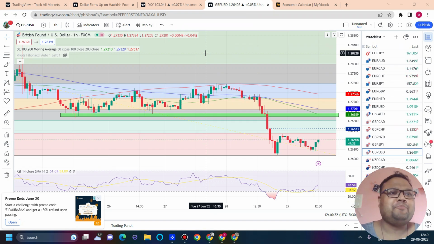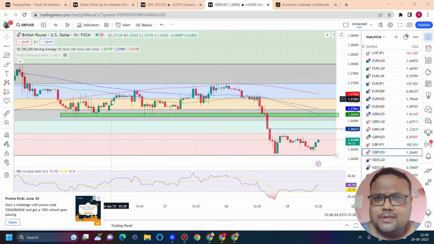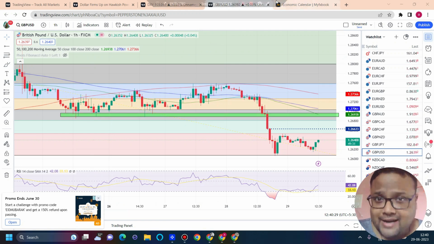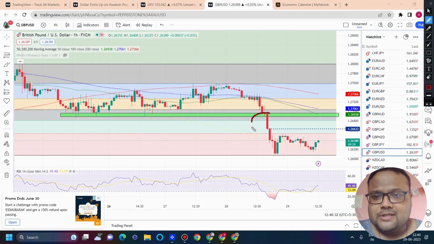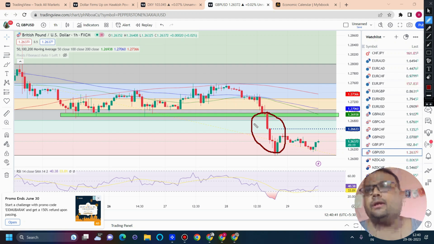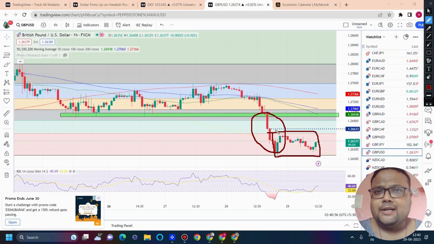So let's get started. This is the 1 hour chart of GBP USD, and it was trading in a range for quite some time, and finally we saw GBP USD come out of the range yesterday. There was heavy selling, and as discussed, we got a selling opportunity below the support. And we also made good profit as well. After making a low of 1.2607, GBP USD tried to recover, and right now GBP USD looks sideways. So let's look at the trading opportunities.